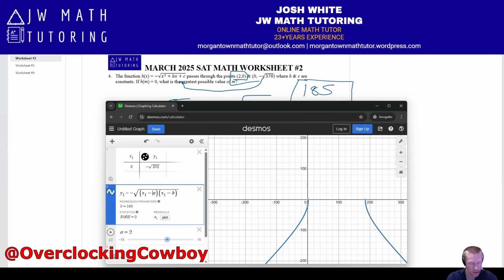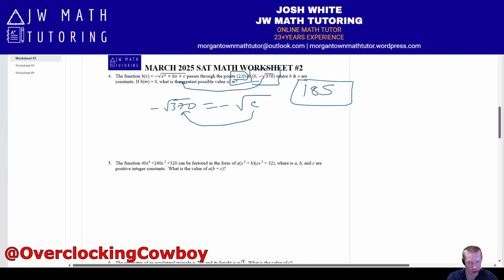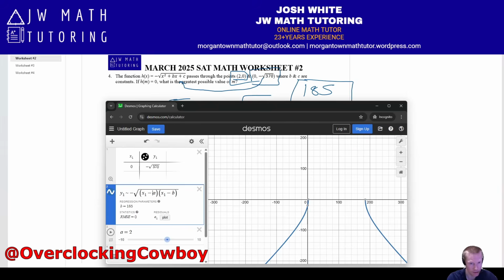But the key is, for some reason, we can't add the second point to the table when we do the regression. It looks like something messes up with it. We can only use this 0, comma, negative square root 370 point. And so when we do this, notice now we have the correct graph.